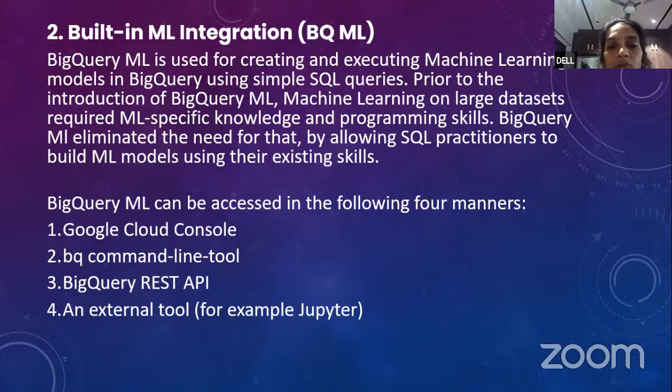BigQuery ML can be accessed in the following four manners: Google Cloud Console, BigQuery command line tool, BigQuery REST API, and external tools, for example, Jupyter. So here I'm explaining, you can ask how we can use machine learning in BigQuery. In four ways we can use it. One is Google Cloud Console: directly we can open Google Cloud and use the BigQuery machine learning part. Otherwise, we can use the BigQuery command line tool, or the BigQuery REST API. At last, we can use our Jupyter notebooks, and from that also we can enter the BigQuery machine learning part.